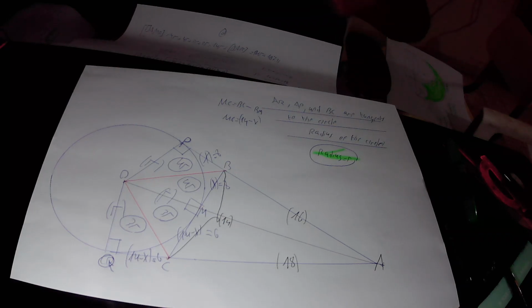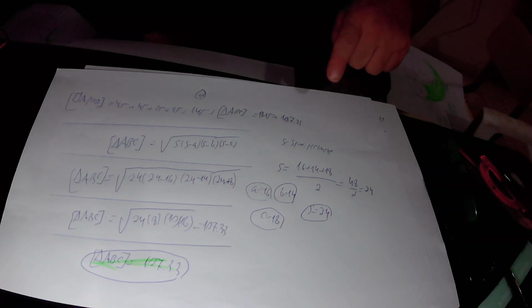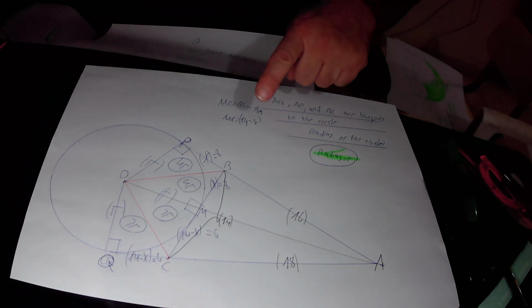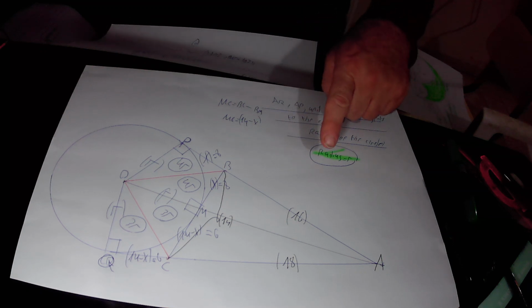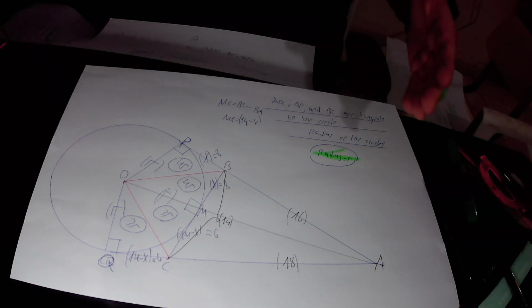What is the semi-perimeter? It is the perimeter over 2. The semi-perimeter of any triangle equals the perimeter over 2. The perimeter is the sum of the side lengths of triangle ABC. This is actually 16 plus 14 plus 18. If we divide the perimeter by 2, we get the semi-perimeter.